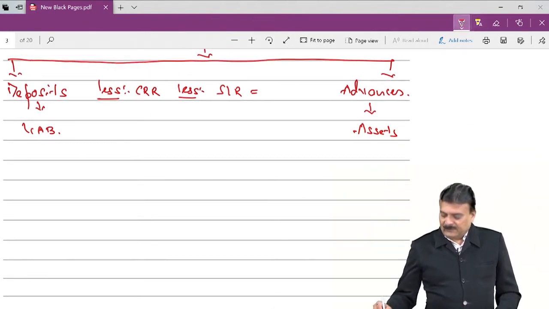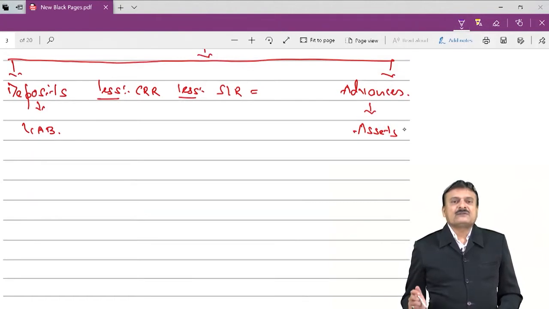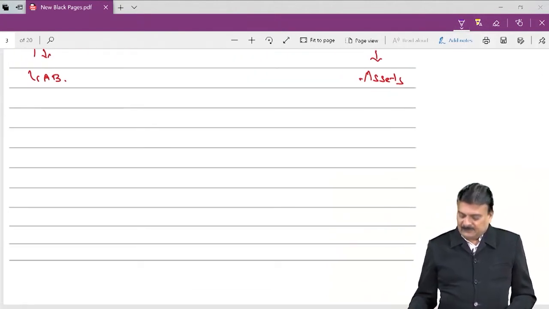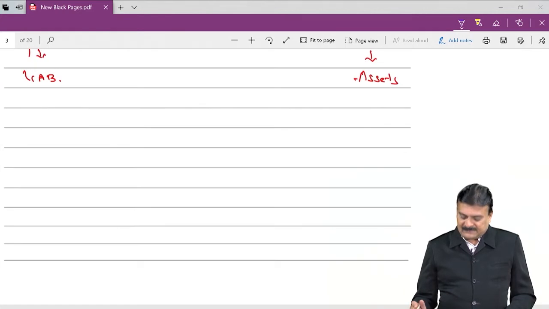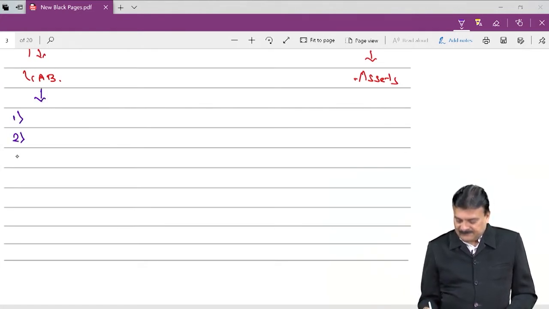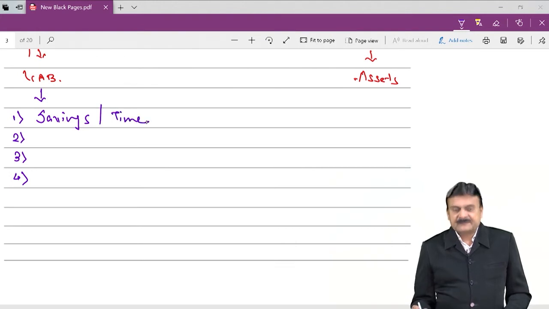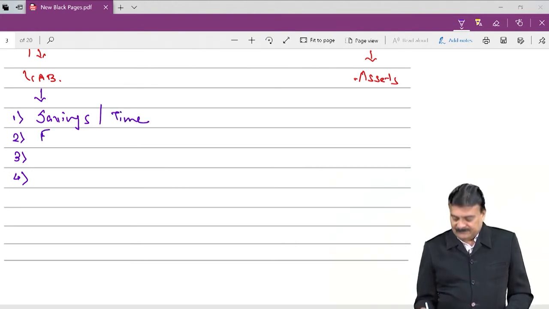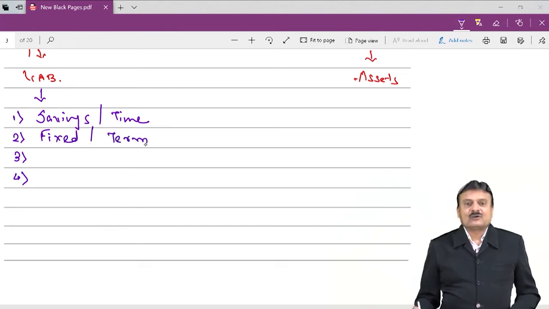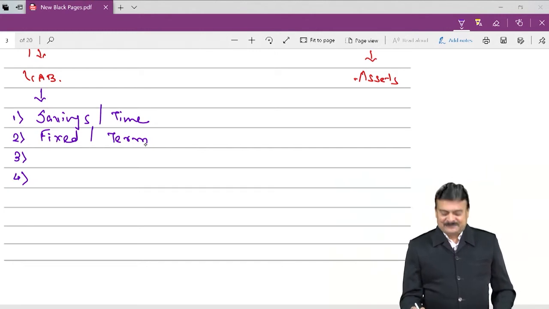Now, when you talk about these advances and these deposits, deposits are taken by the bank in 4 ways. There are 4 modes of deposit. One, savings deposit, sometimes called a time deposit. Next, fixed deposit, also called a term deposit.